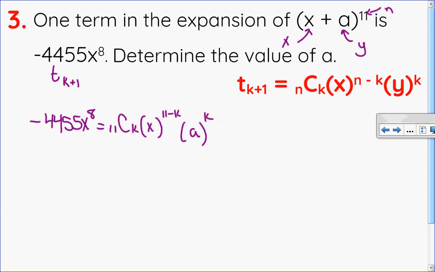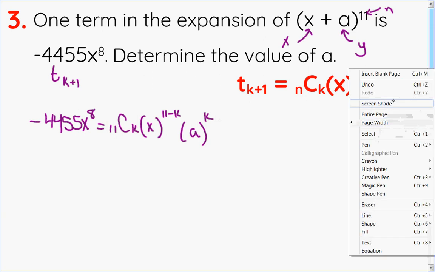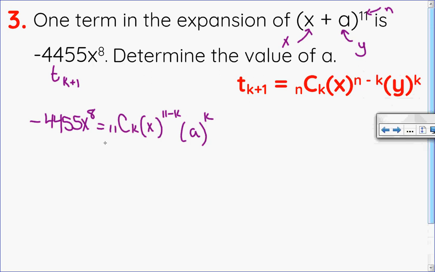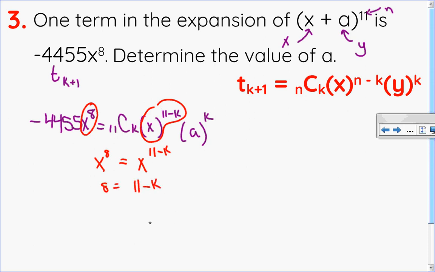Now the value of a tells us that it is a number. So let's see what we can do with this. To solve for what a is, I'm going to divide my numbers. So I know that, no, I'm not going to divide my numbers. I take that back. This is what I'm going to do. I'm going to focus on my x values. So in these x values, if you have x to the exponent of 8 has to equal x to the 11 minus k, I know that 8 has to equal 11 minus k, which means that k has to equal 3, because 11 take away 3 is 8.